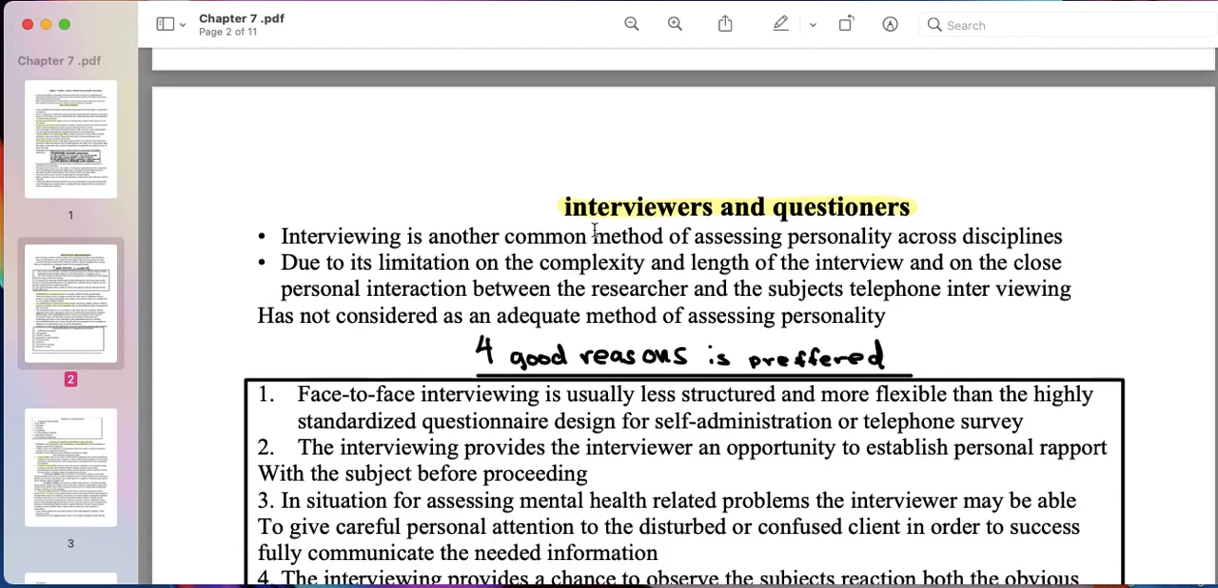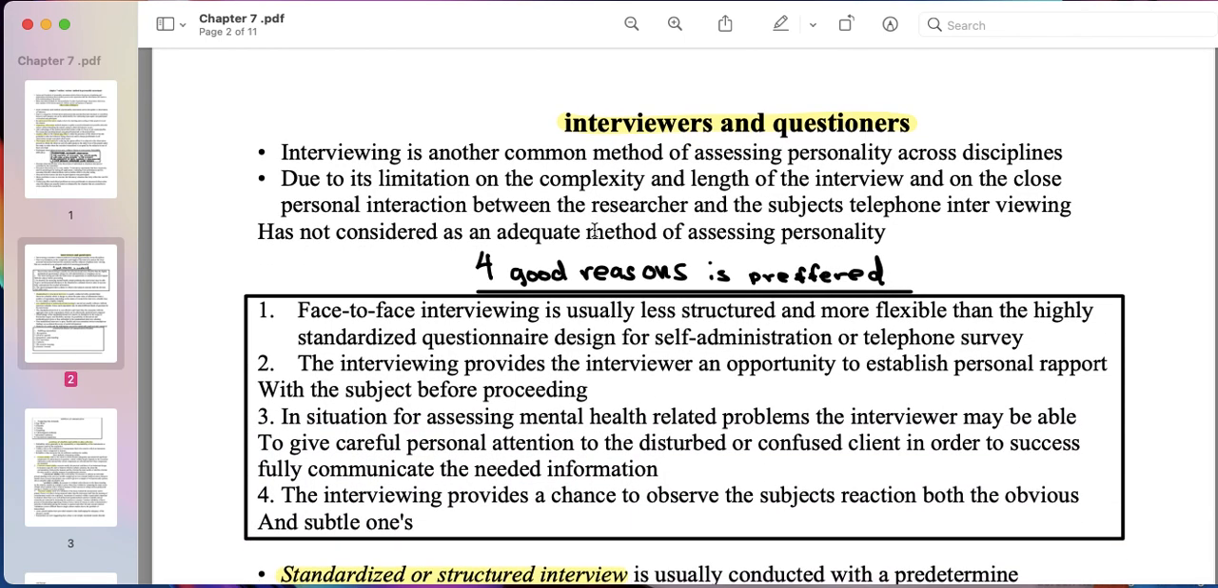So then we move on into interviews and questionnaires. Interviewing is another common method of assessing personality across disciplines. Due to its limitation on complexity and the length of the interview, and on the close personal interaction between the researcher and the subject, telephone interviewing has not been considered an adequate method of assessing personality yet.